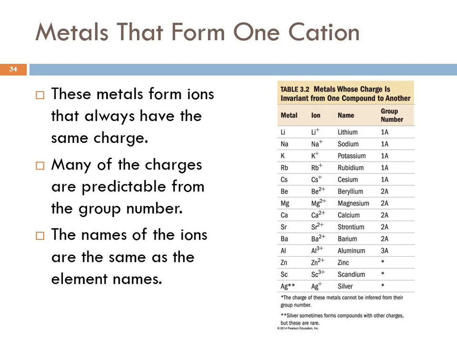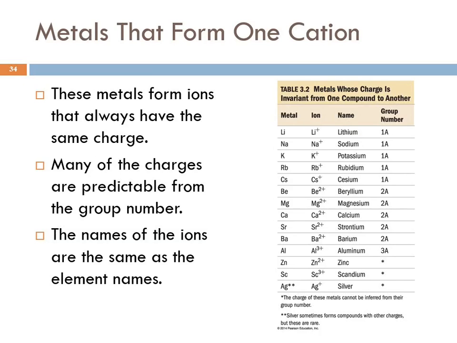These are metals that form one cation. There's a nice list of them here. There's the element symbol. There's the ion's formula with the charge. Here's the name of the ion and the group number. These are the American usage group numbers. These guys always form the same ion. Most of them are predictable by looking at the periodic table.